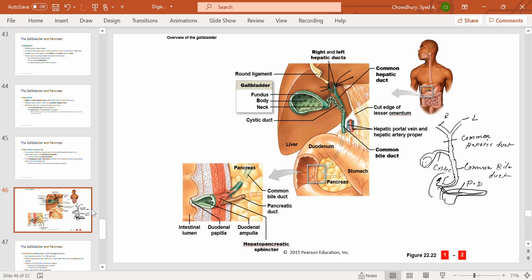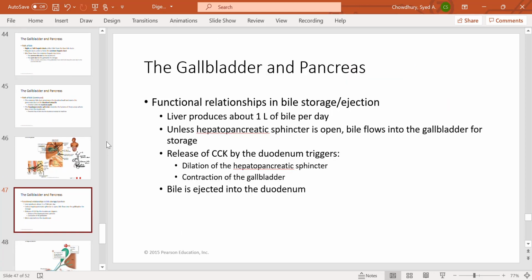You see here, this is the pancreatic duct, this is the common bile duct, and this is the duodenum. So they will join just outside of the duodenum and will enter into the duodenum. Pancreas is a mixed gland. It has both exocrine and endocrine parts. Pancreas is a mixed type gland.